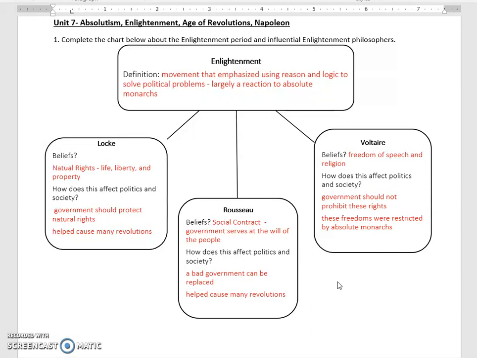And Voltaire, of course, believed in freedom of speech and religion, also that religion should be separate from the government. Government can't prohibit these rights in any way, meaning they should not endorse a religion, but they also should not forbid religions, and you have the right to speak or print what you wish as long as it is true. Government should not, of course, prohibit these rights.